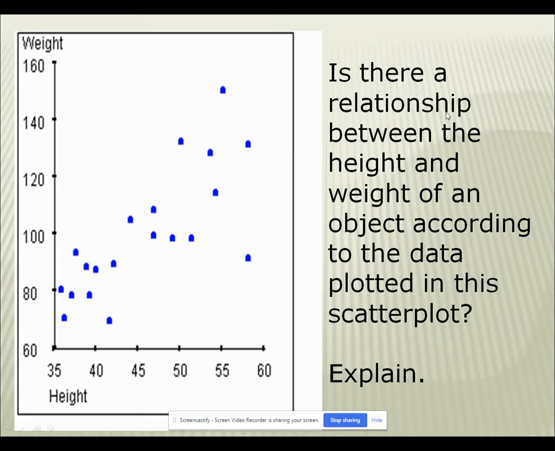Is there a relationship between the height and the weight of an object according to the data plotted in this scatter plot? If you look at this graph, as the height increases, so as somebody is taller, does that affect the weight, by looking at the graph?